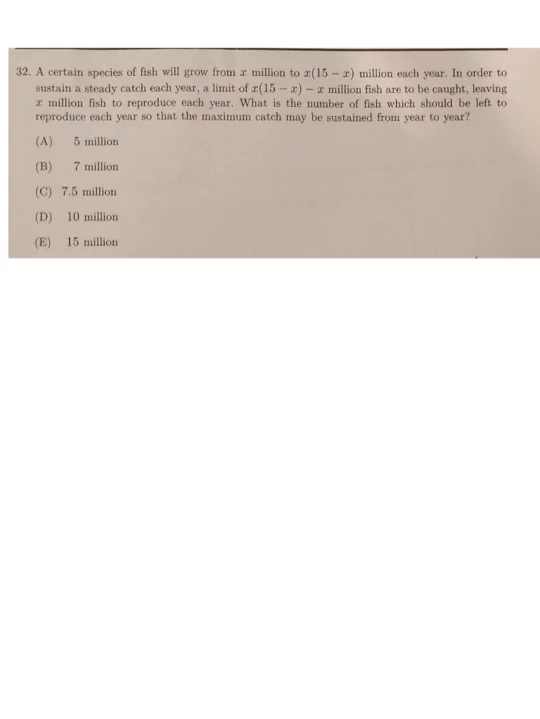So number 32, the answer is B, which would be 7 million. This is a wordy question. But if you look at the second sentence, it says, in order to sustain a steady catch each year, a limit of so many million fish are to be caught. So this represents the millions of fish that need to be caught, or that are caught.